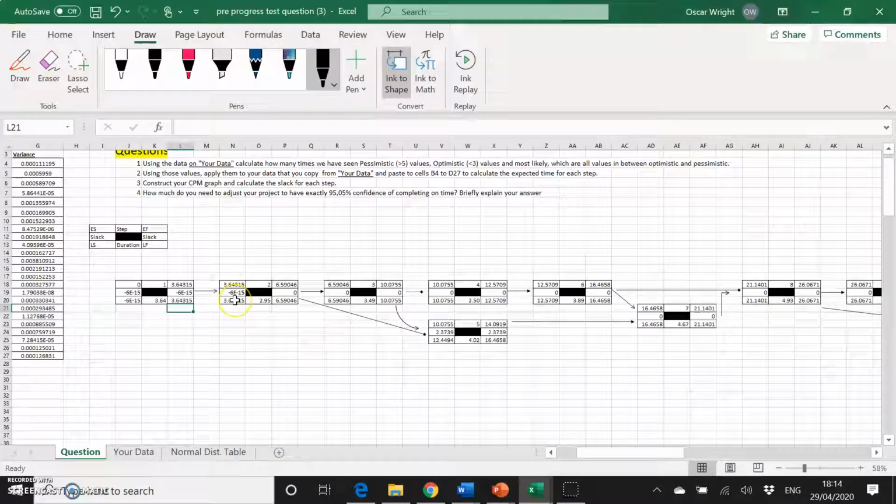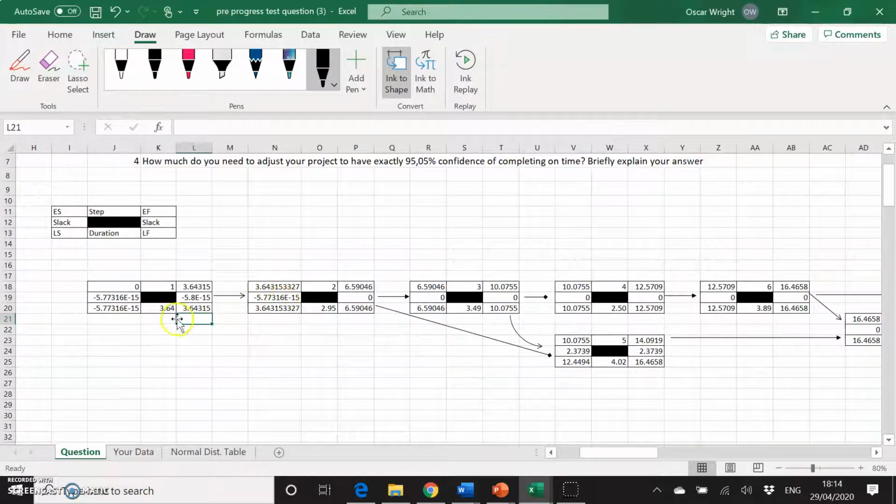Now you'll see some errors that come up. Minus 5.77316 e to the minus 15. That's a very small number, and in this situation we can regard that as 0, as it's just a small rounding error by Excel. So I'm going to go ahead and change that for a 0. It's also here in 1, so we know that must be 0. This must be 0, and so this must be 0 as well.